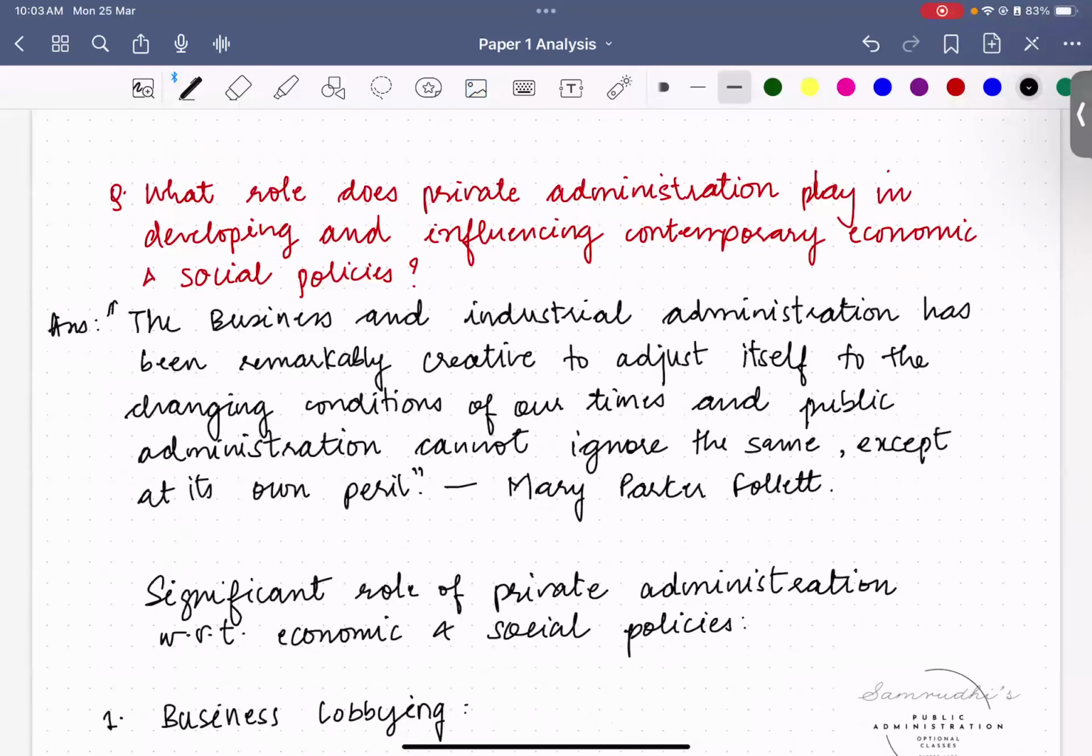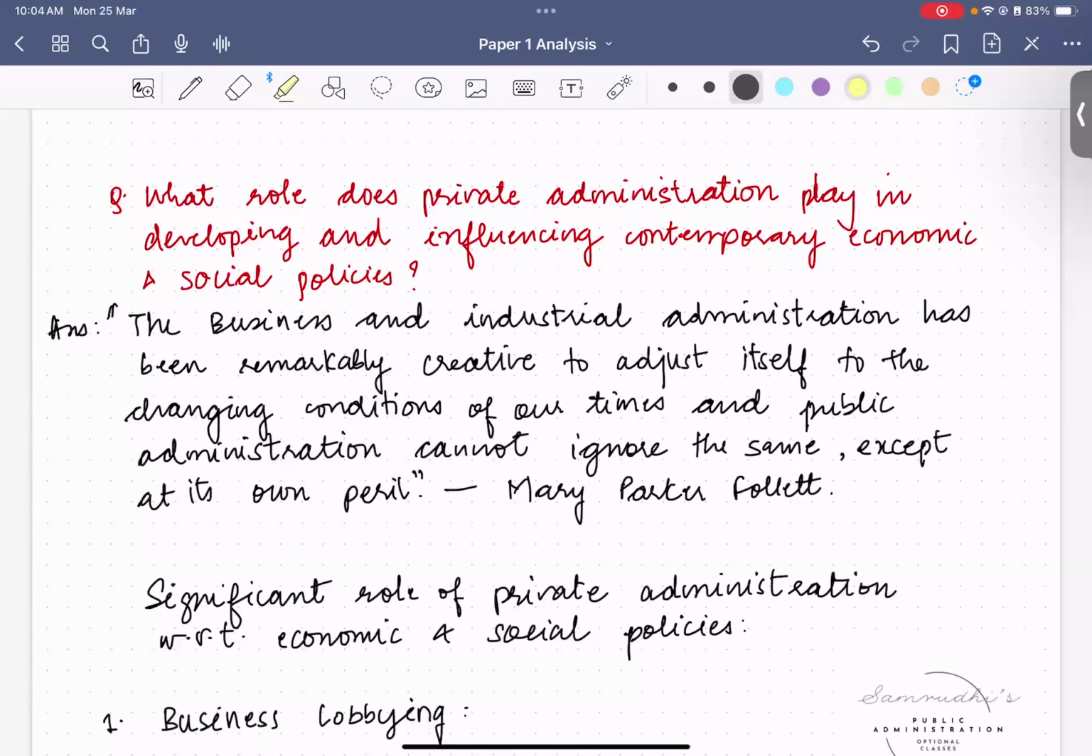The first question that we have here is, what role does private administration play in developing and influencing contemporary economic and social policies? Before you answer any kind of question, it is important that you understand the crux of the question. What is the examiner trying to understand? What is he trying to ask from you? What does he need from you? Here the question is about the role of private administration, in what sense? In the economic and social policies.